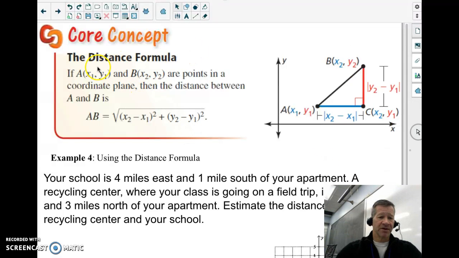Now, the distance formula is as follows. If I give you 2 points A and B with coordinates x1, y1, and x2, y2, then the distance between those 2 points can be found by taking the square root of, now look what I'm doing here, I'm subtracting the x values to find out how far apart they are, and squaring that, and then plus I subtract the y values, find out how far apart they are, and then square that.